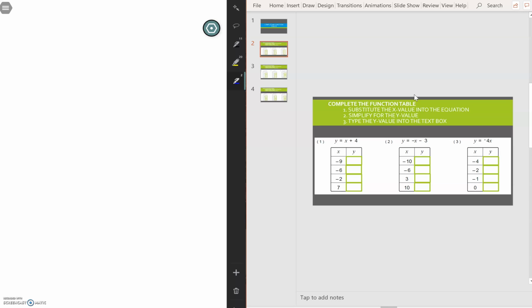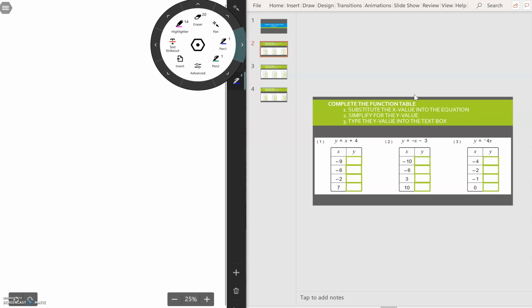So if you look in the left-hand column, we have x values. And then in the right-hand column, there is a y, and then we have a blank text box. So what we're going to do is substitute those x values into the equation that they give us, and then type in the value in the green boxes. So our first equation here, let me make my pen a little bit thicker.